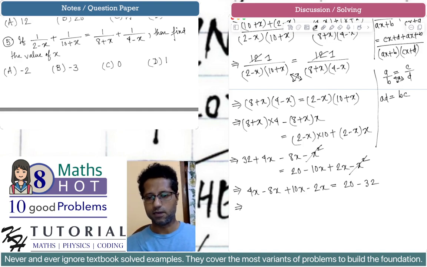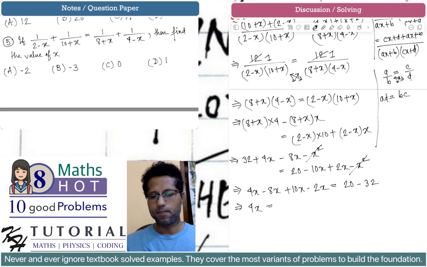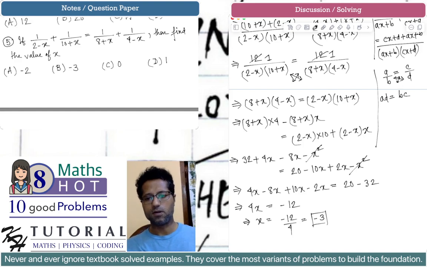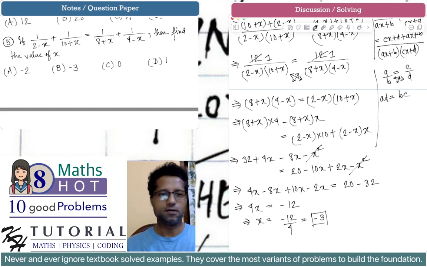Further simplifying the LHS and RHS, we get minus 4x and 6x. So 4x is equal to minus 12. This implies x is equal to minus 12 divided by 4, which is equal to minus 3. So minus 3 is the solution of the given equation, or the value of x which satisfies the given equation. Hence the correct choice is B. B is the correct choice.